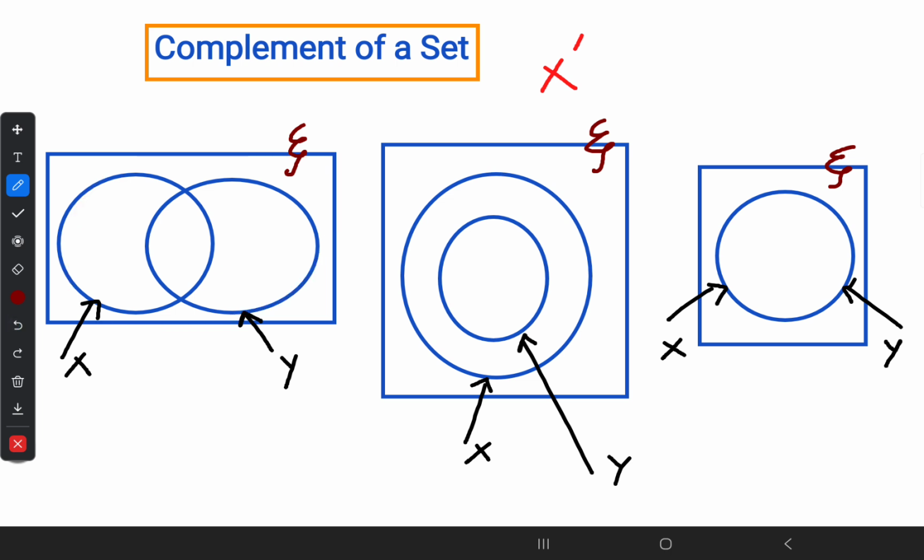So for example, when I color the region here for X complement, this is the X circle. Inside the X circle we will have the elements which belong to X. So X complement means outside of X. The elements are located outside of set X. That would be our X complement. Very simple.